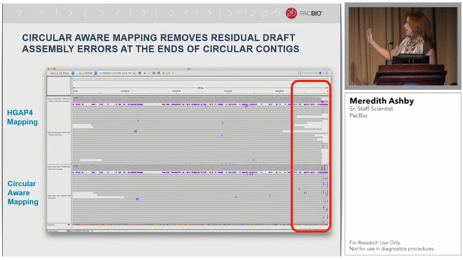Here's a little more detail about what circular aware polishing means. At the top, you'll see the coverage that you get if you use HGAP4, which uses a standard mapping tool. And beneath, you'll see the result of circular aware mapping. In red, I've highlighted the fact that with HGAP, if you have a circular chromosome, HGAP doesn't know which end to put reads on, and it ends up piling them all up on the one end, and then the other end suffers as a result. But with circular aware mapping, you get high coverage on both ends, and you get complete polishing. So you don't have to take the assembly, put it back in, and repolish after you move the origin of replication. It's just all done for you.